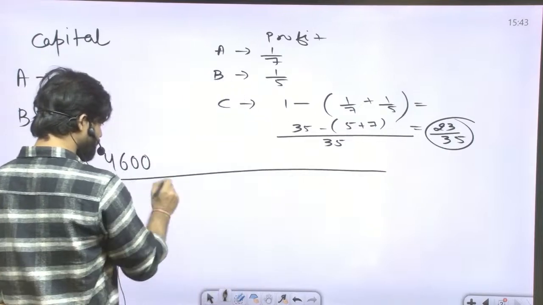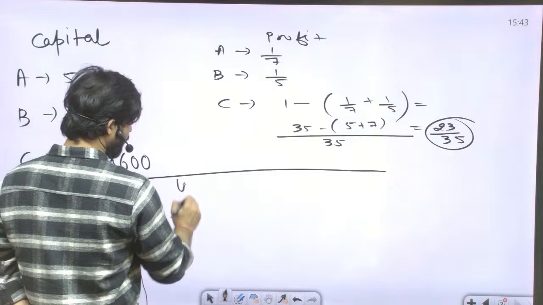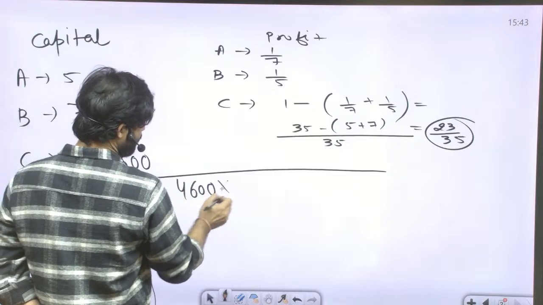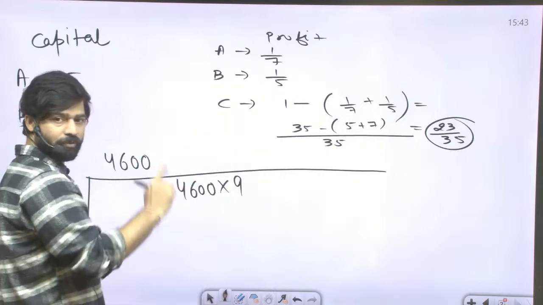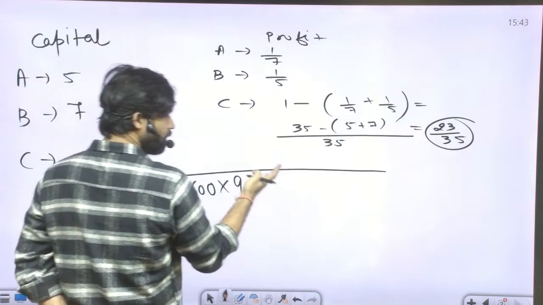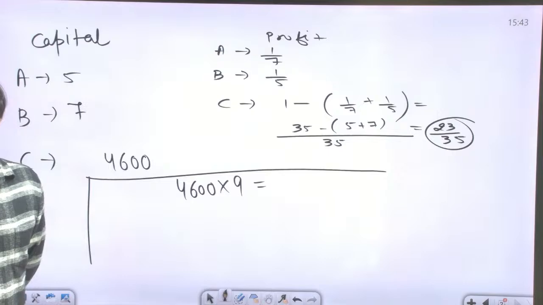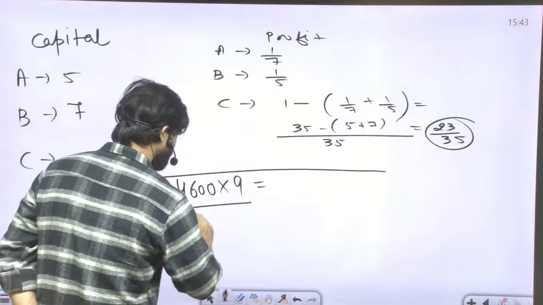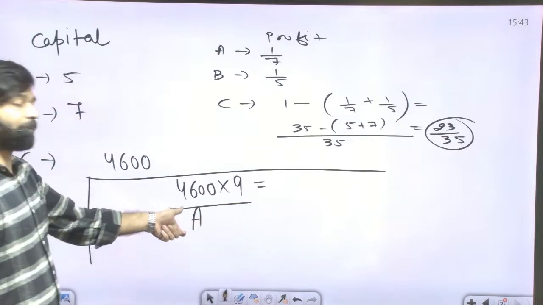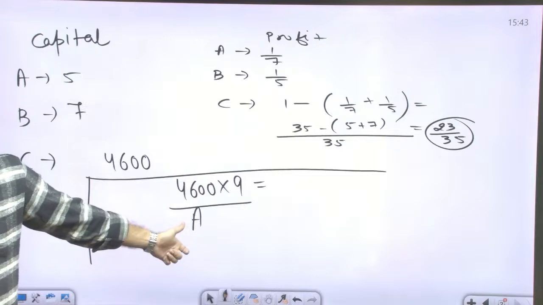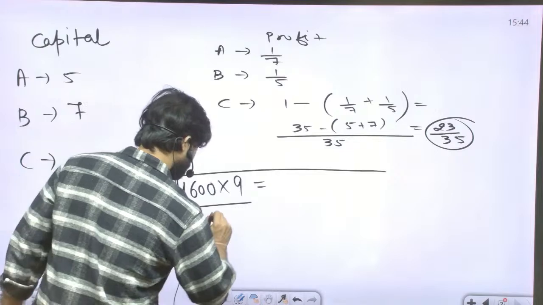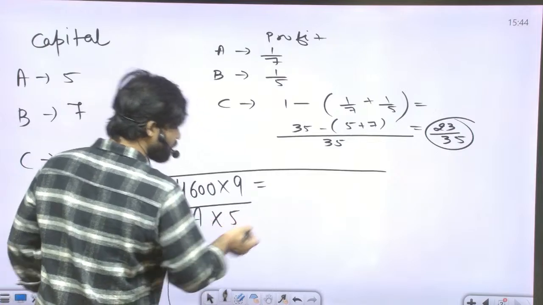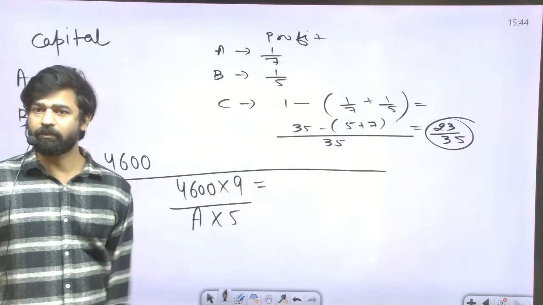So it is very simple. We can take the capital invested by C. So this is capital into time. So we have to take the profit of C here, and A has A. Let the capital invested by A be A. So A has invested A for how many months? So this is capital into time. So we will take the profits.